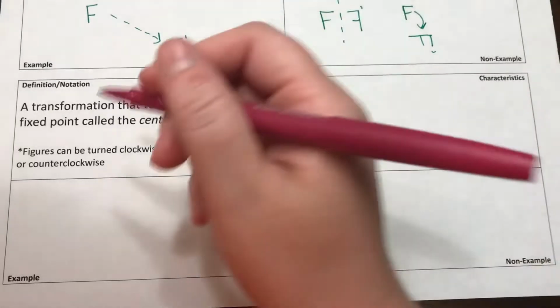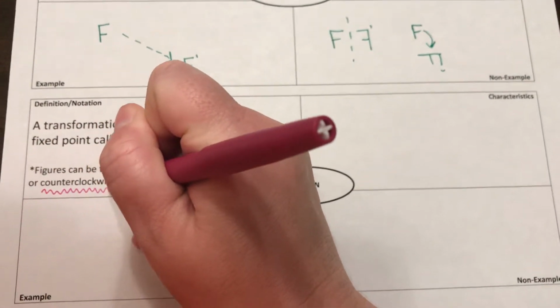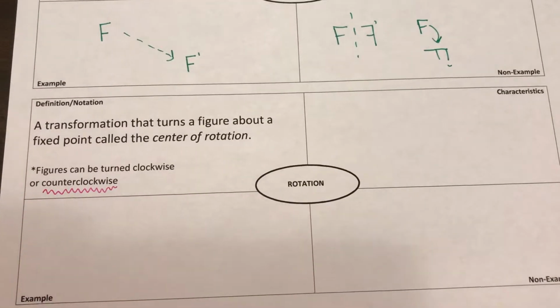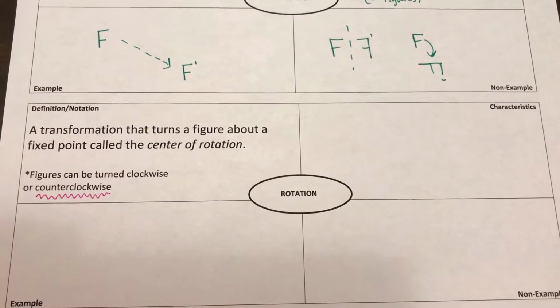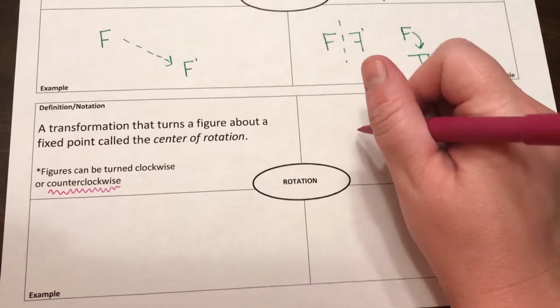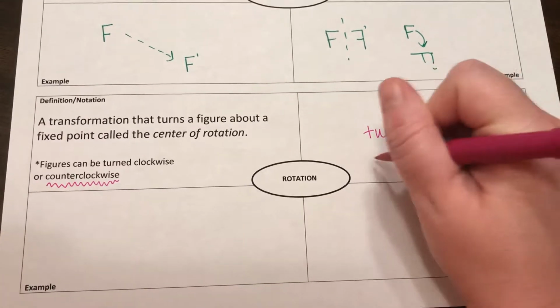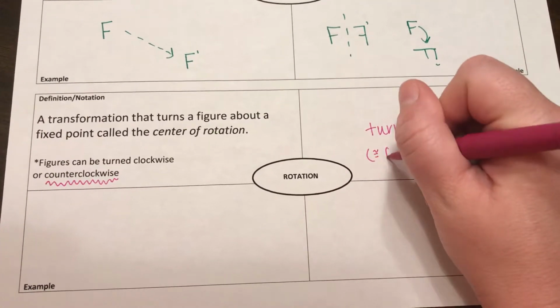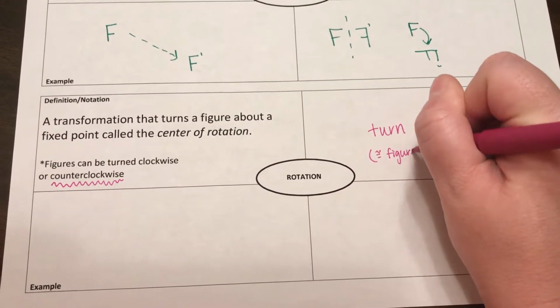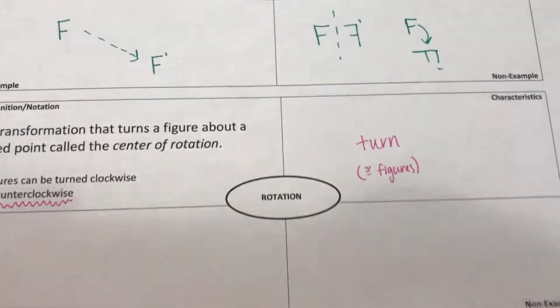However, if it does not note which way you are turning, then you need to make the assumption that you are going to turn counterclockwise. So counterclockwise will be our default. The quick and easy characteristic for a rotation is that it is a turn. And remember, we're still working with congruent figures. We are not changing their size, we are just changing where they are at.